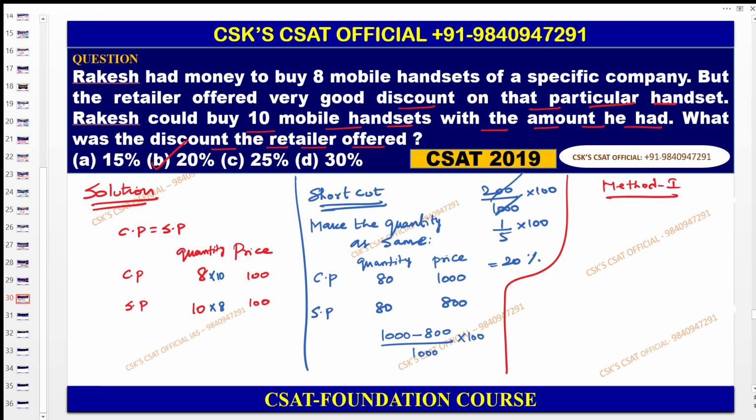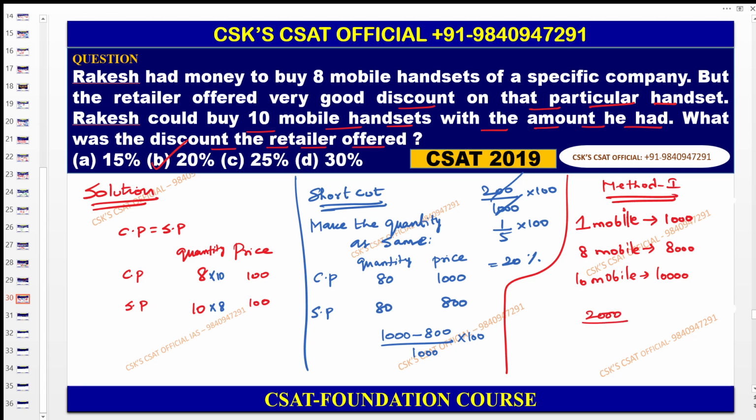Very simple method. Take one mobile cost as 1000 rupees. 100 also fine. Now, what is the cost of 8 mobiles? 8000. This is one. I can get 8 mobiles for 8000. But the retailer is offering me 10 mobiles. Then what would be the cost of this one? 10,000. So what is the difference between these two?